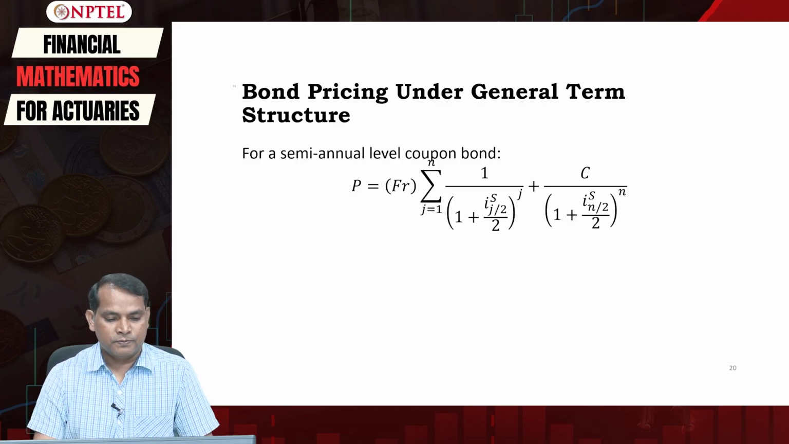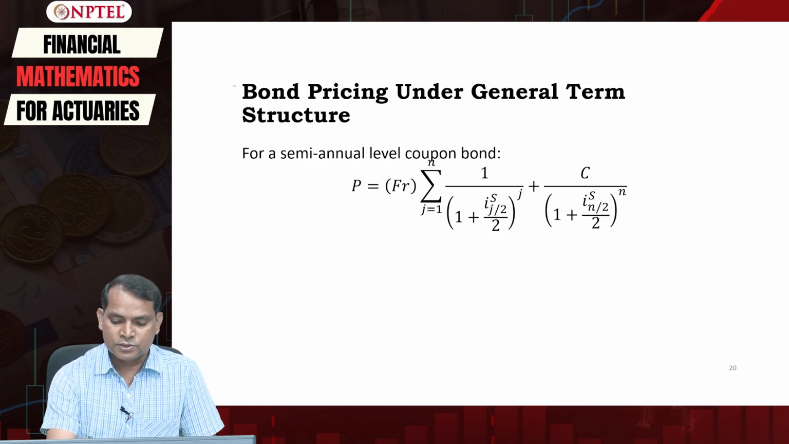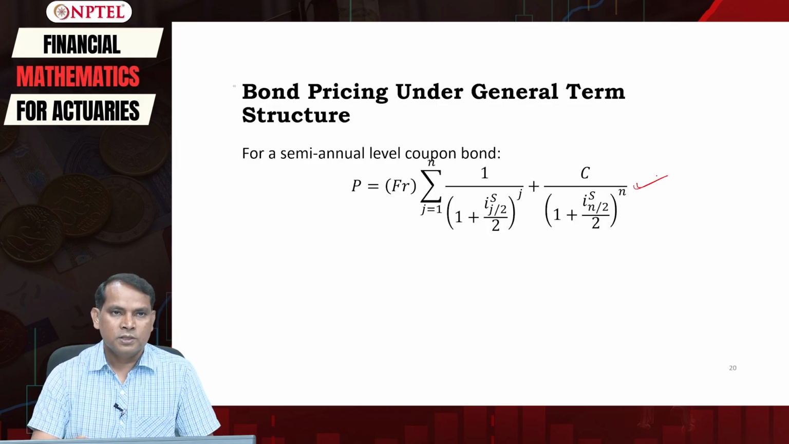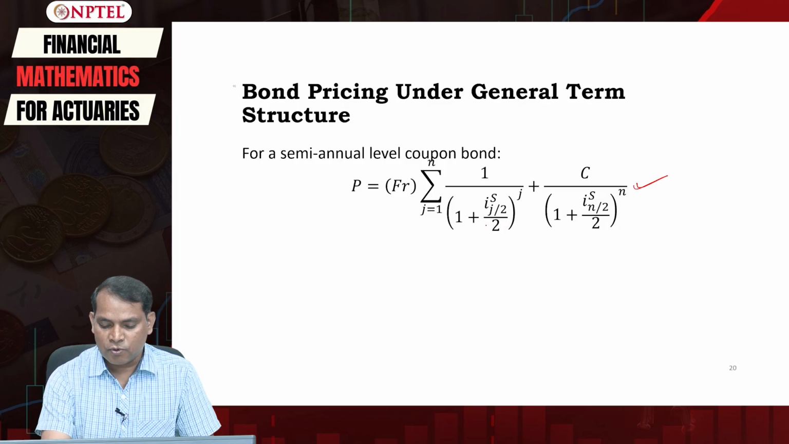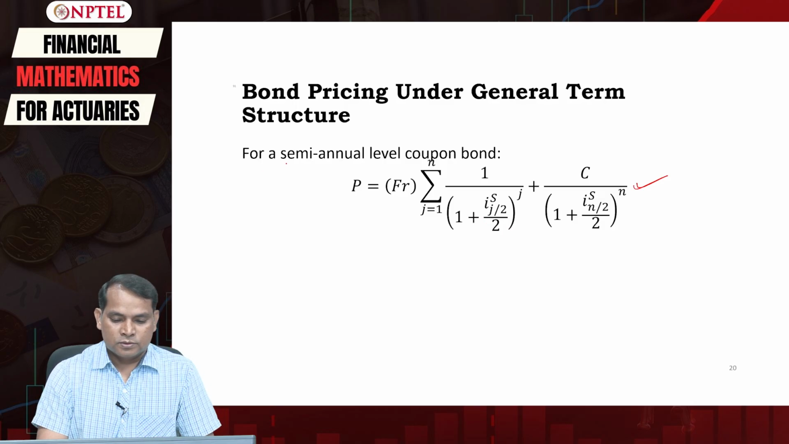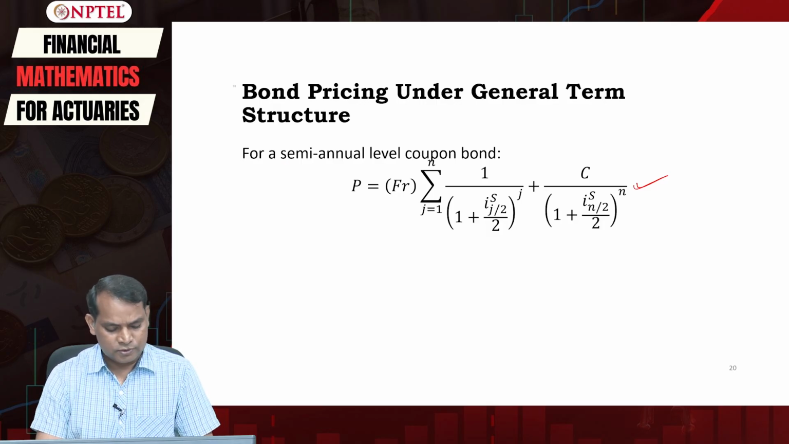So, this is the formula for bond pricing under the general term structure, assuming that interest rate is compounded annually. For a semi-annual coupon bond, we can just modify the formula. Now the j is actually divided by 2 because it is semi-annual, and therefore the spot rate is now divided by 2. So, we can rewrite this formula simply by dividing the spot rate by 2 if the bond is a semi-annual coupon bond.